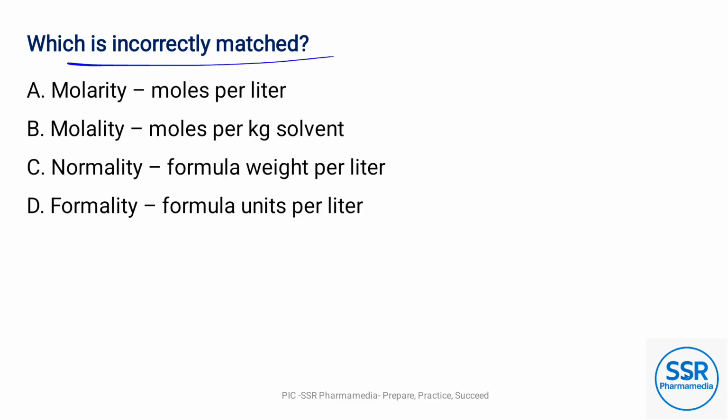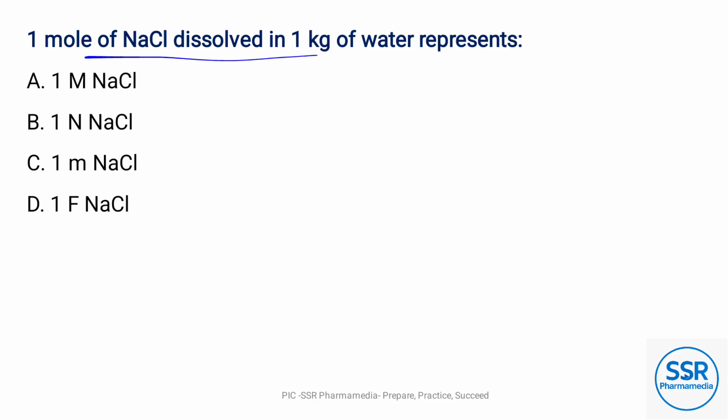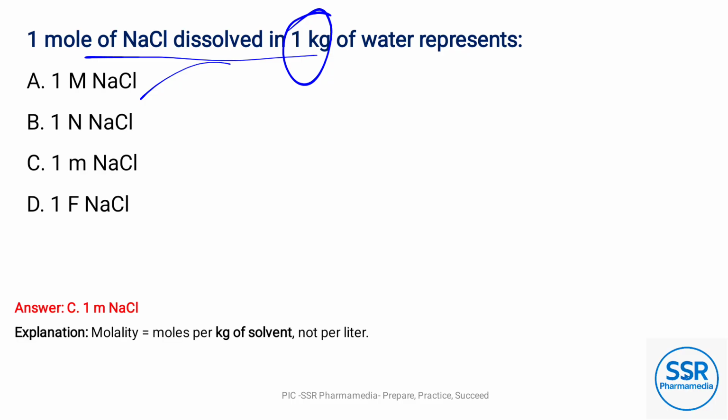Which is incorrectly matched? So the answer is option C. Normality means formula weight per liter. It is wrong, incorrect. So the correct answer for this question is option C. 1 mole of sodium chloride dissolved in 1 kg of water represents. So 1 kg of water means, of course, it's a molarity. So option A is the answer.